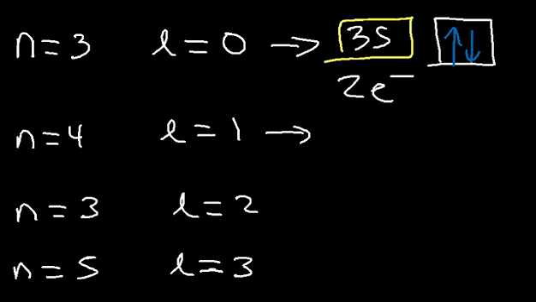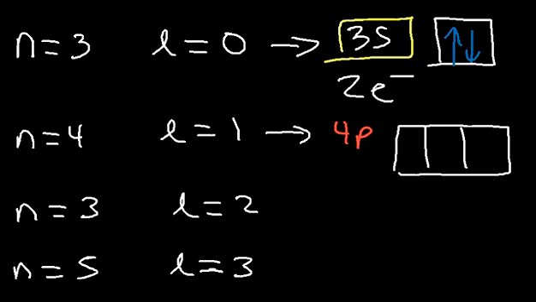Now what about the next one? What sublevel corresponds to a quantum number of n equals 4 and an l value of 1? So l is 1 for the p sublevel, so this is the 4p sublevel. And p has 3 orbitals. And there's a max of 6 electrons that can occupy those 3 orbitals.